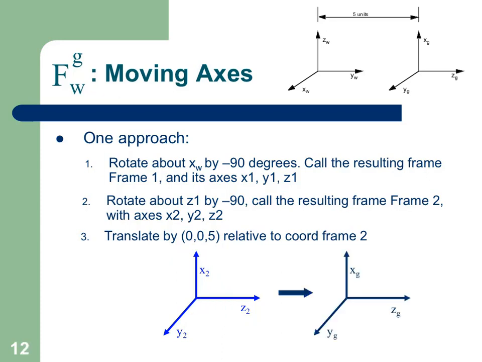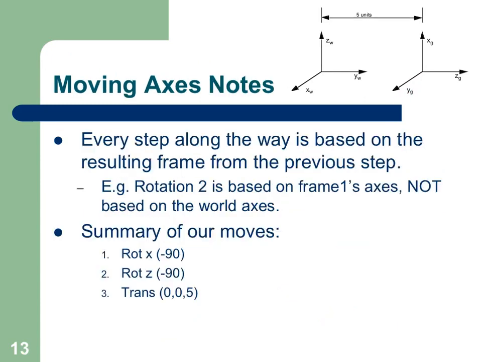And here we're doing our movement, and that puts us over into what the gripper frame looks like. So some things to note about the approach that we took. Every step along the way was based on the resulting frame from the previous step. So it's very important to notice that when I said I'm going to do rotation 2, I was using the axes from frame 1. I wasn't using world axes, right?